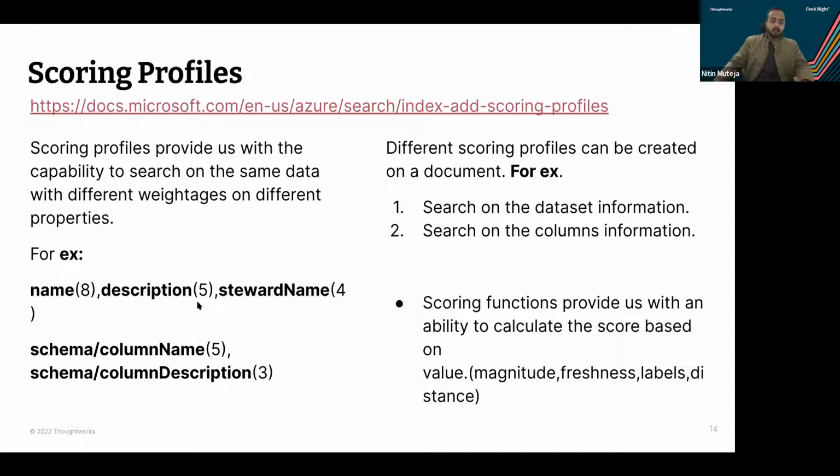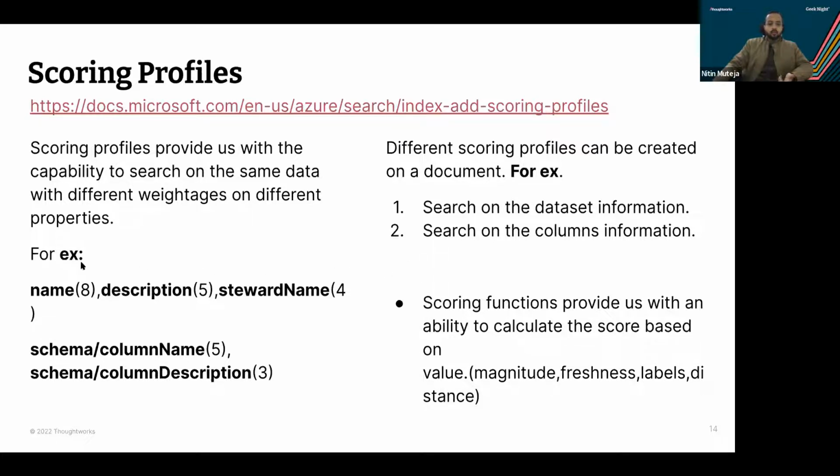Now this is about a scoring profile, but users will still come with scenarios where they'll say, for one kind of scenario, I want to search for data sets. In other scenarios, I want to search only for columns. I don't want to search for anything about data sets. So you can create multiple scoring profiles. You can set them on the index data, but you'll have to set up one default profile.